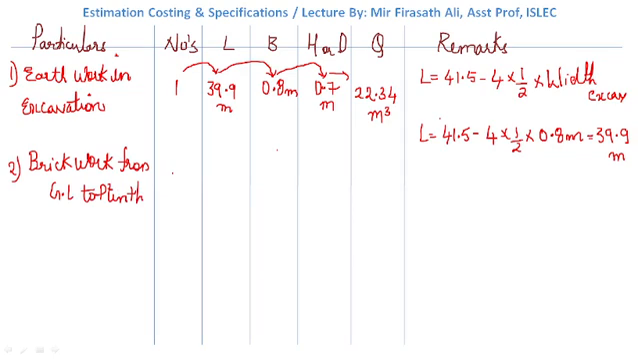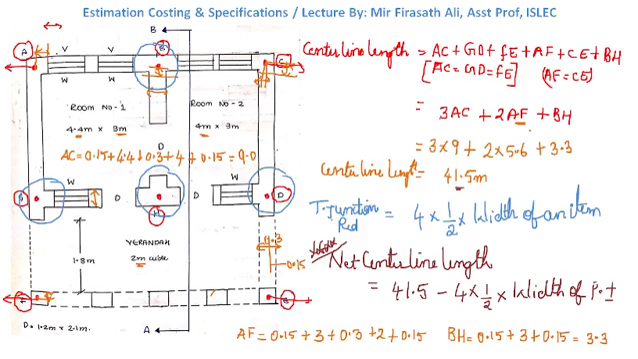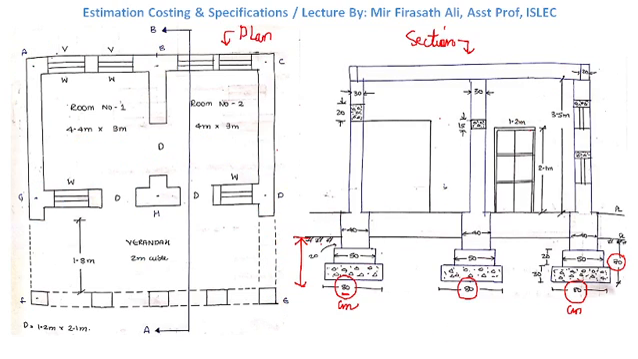How many quantity? 1. Again, we will talk about length over here. What is the formula for length? Length is equal to 41.5 minus 4 into 1 by 2 into width of plinth. What is the width of plinth? You can see over here, it is 40 centimeter.